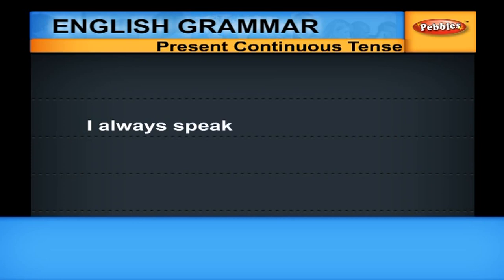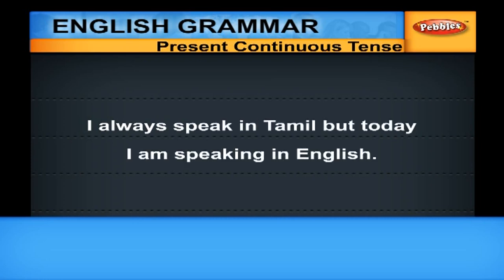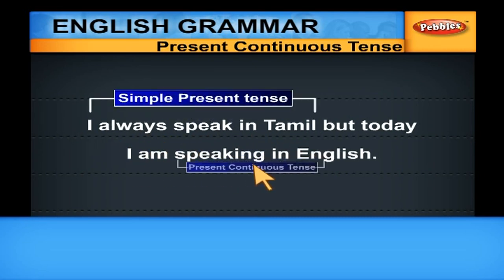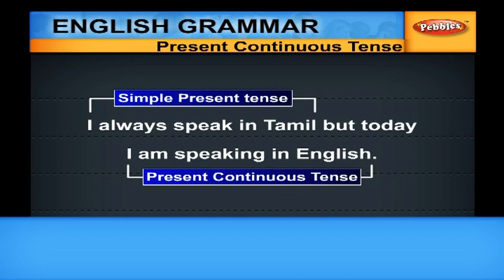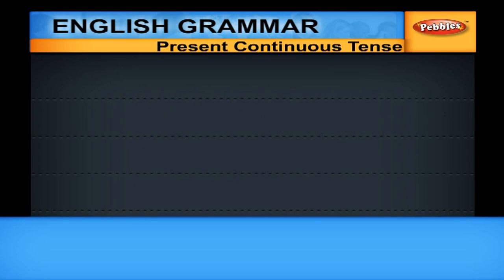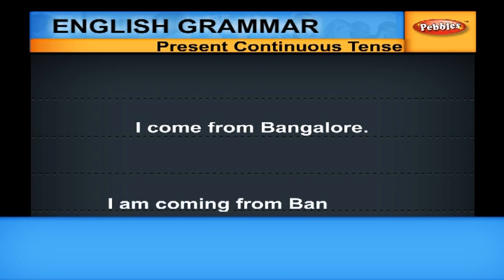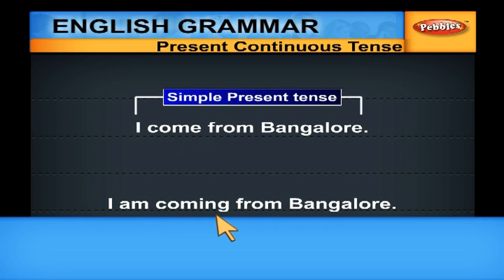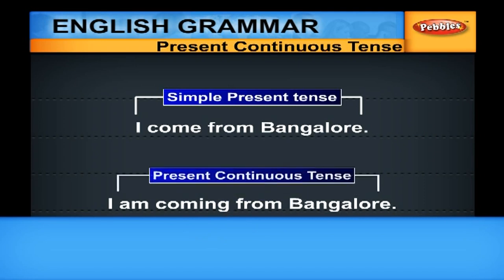I always speak in Tamil, but today I am speaking in English. The first one refers to a habitual action, but the second one refers to continuous action. What is the difference between: I come from Bangalore. I am coming from Bangalore. The first one is in the simple aspect. The second one is in the continuous aspect.